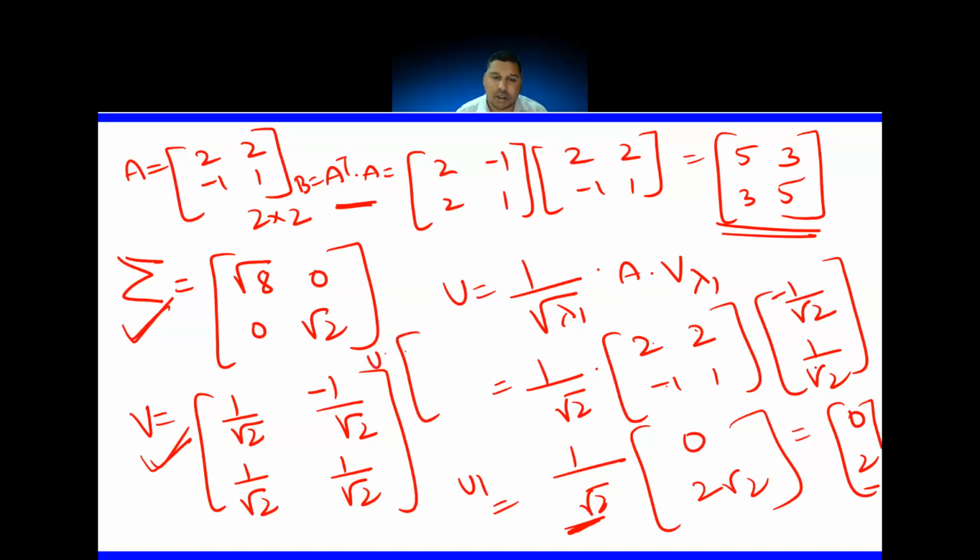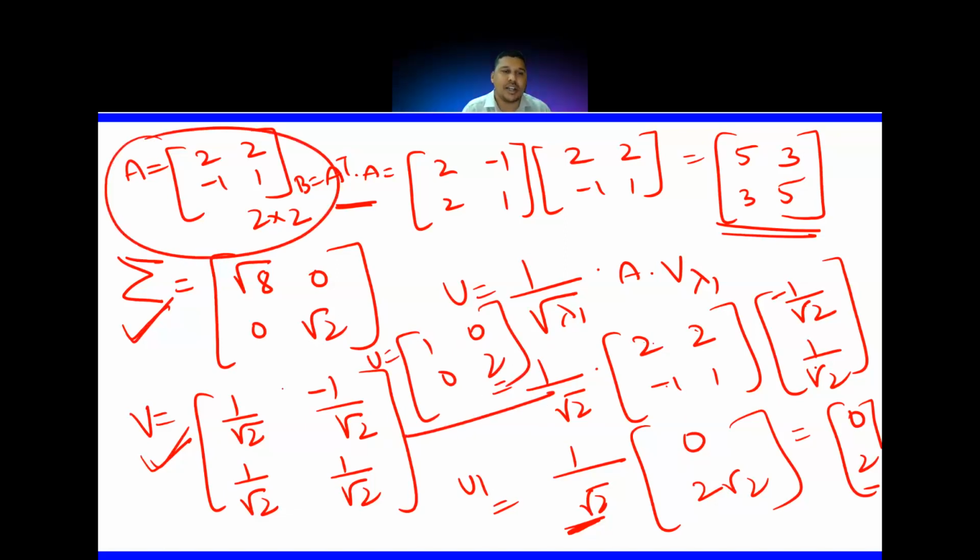The U matrix in the previous case was 1, 0; now it is 0, 2. This is your U. It means a matrix A can be represented as a multiplication of U, sigma and V. So this is your singular value decomposition.